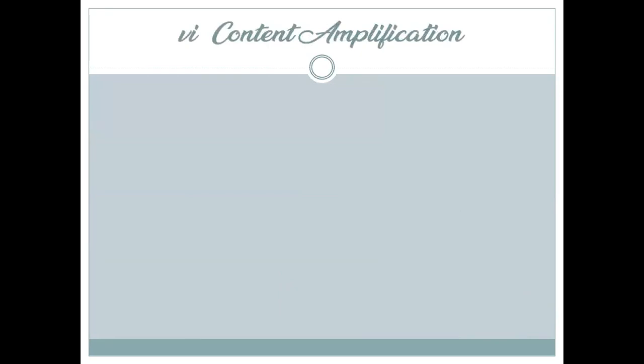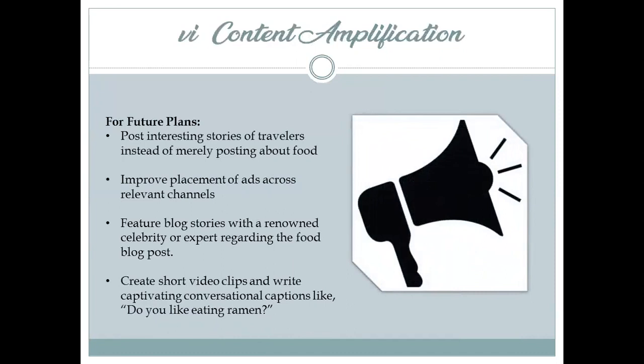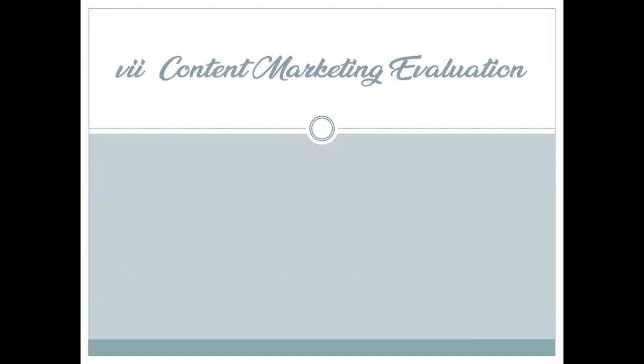In terms of content amplification, we were not able to execute this just yet, as this is part of the future plans. What we intend to do is to post interesting stories of travelers instead of merely posting about food, to improve placement of ads across relevant channels, to feature blog stories with a renowned celebrity or expert regarding food blog posts, and to create short video clips and write captivating conversational captions like, "Do you like eating ramen?" Content amplification will come afterwards, since it's part of our realization that it should be part of the campaign as well.